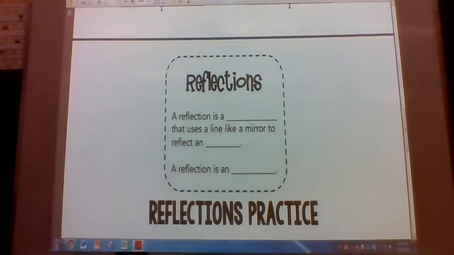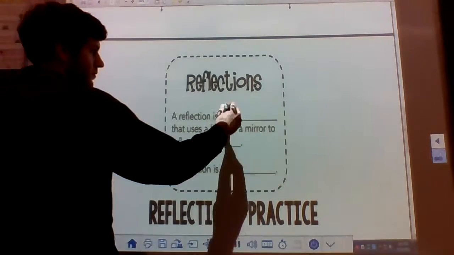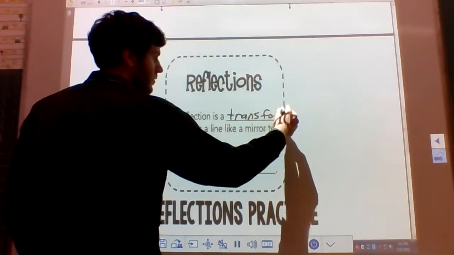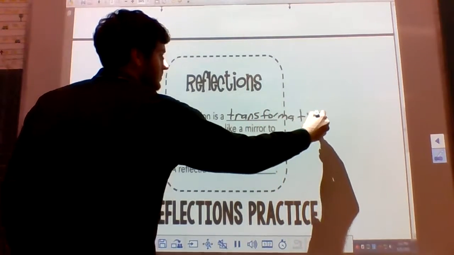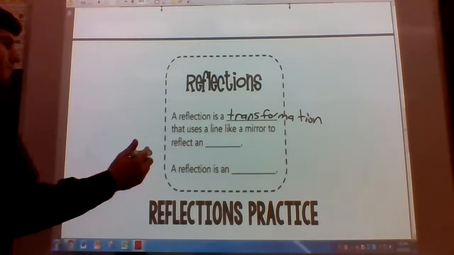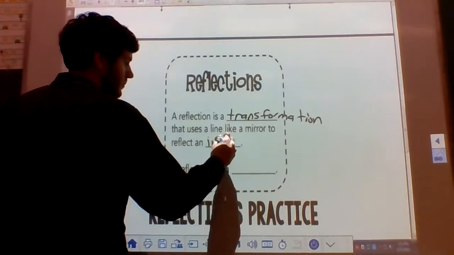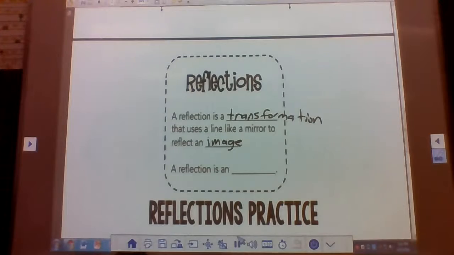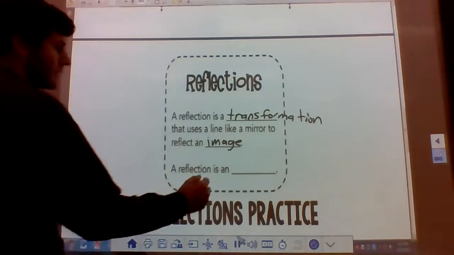So a reflection is a transformation that uses a line like a mirror to reflect an image, or an object, or a geometric figure. There are lots of different words we can put into this blank here. We're going to say an image, so we're going to reflect an image. A reflection is an isometry.